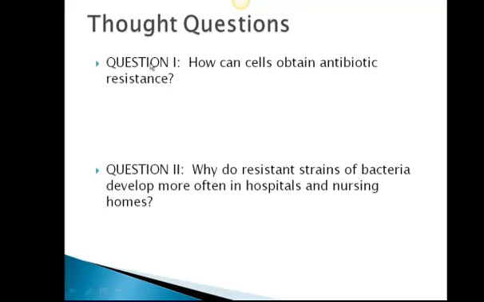So some of our thought questions that you should now be able to answer are the different mechanisms that bacteria can use to obtain antibiotic resistance. So you should know at least 4. And another thought question, why do you think resistant strains of bacteria develop more often in hospitals and nursing homes?